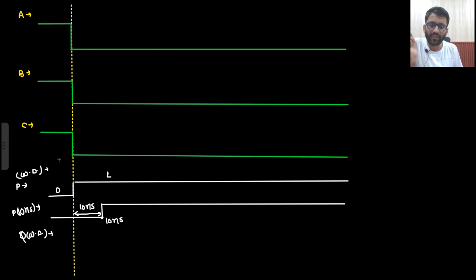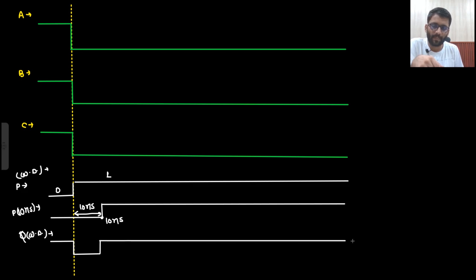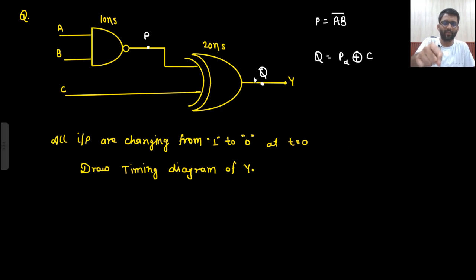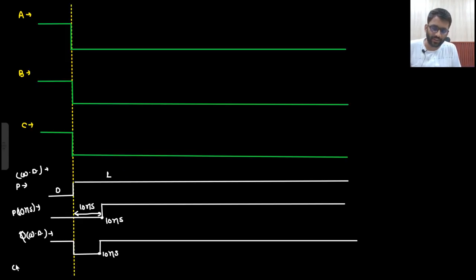So 1 XOR 0 is 1 only. 1 XOR 0 is... 0 XOR 0 is 0 only. 0 XOR 0 is 0 only. And 1 XOR 0 is 1. This is 10 nanosecond, right? Now I have to introduce the delay. So this 20 nanosecond delay I have introduced.